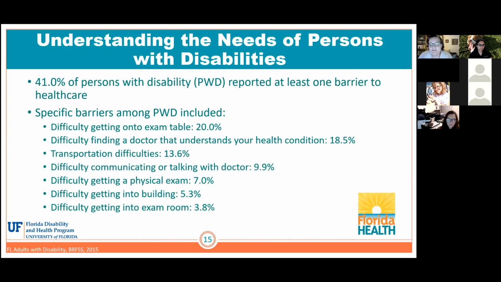Now, these two are probably less important to you, but some of the other ones certainly are when you think about the environment that you're going to be practicing in. So transportation difficulties was a common problem for people. Difficulty communicating or talking with the doctor, and difficulty getting into a building or getting into an exam room. So we have to keep in mind that all these physical barriers still do exist that sometimes we don't even think about, but they can provide real barriers for people seeking services.